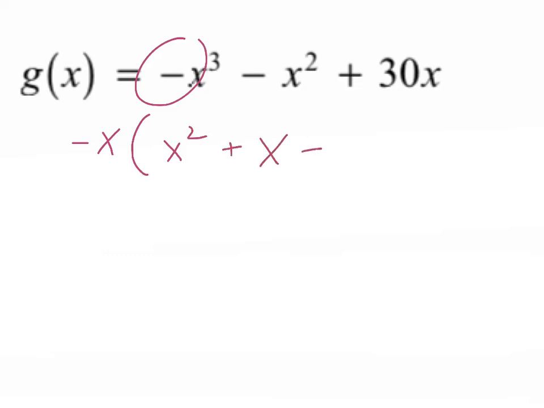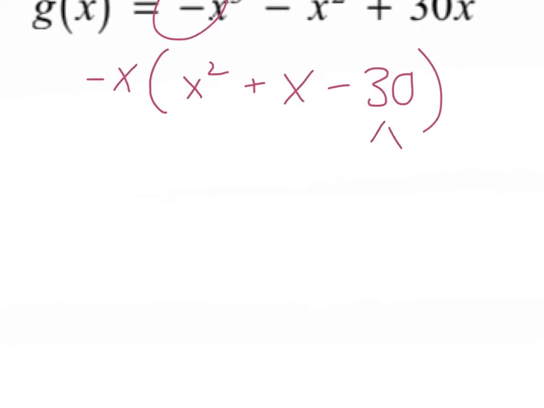Plus x. Minus 30, because remember, we took out a negative x. So now do we have two factors of negative 30 that add to 1? What is it? 6 and negative 5. So that negative x stays on the outside. What goes into our parentheses? X plus 6 and x minus 5.